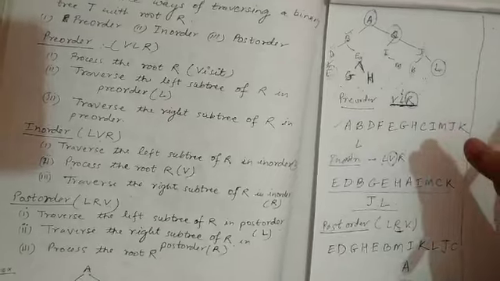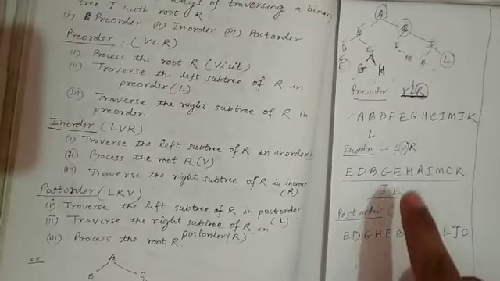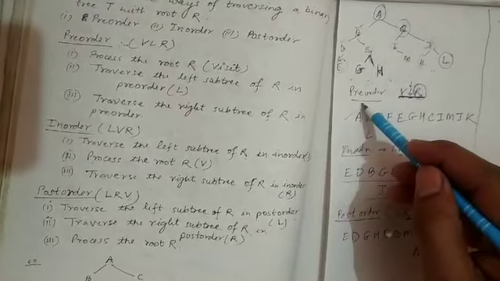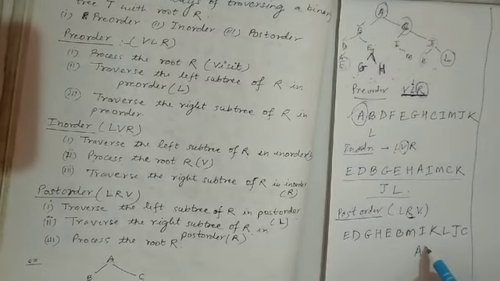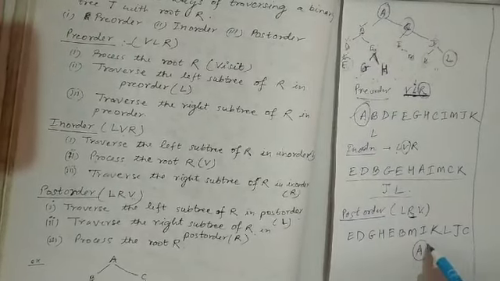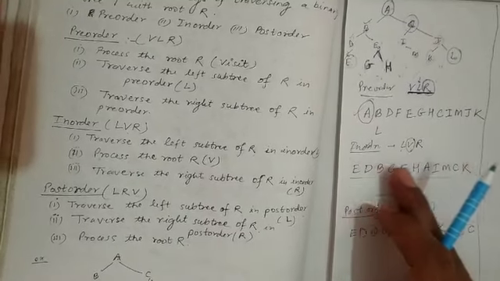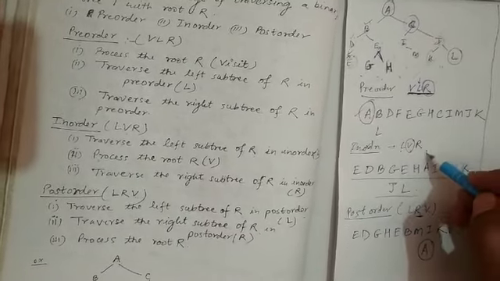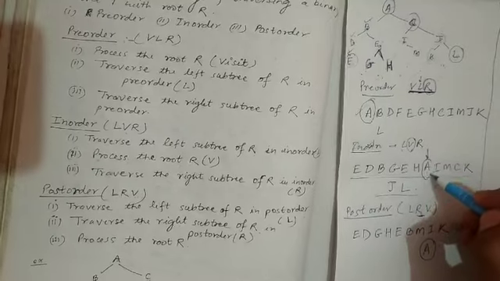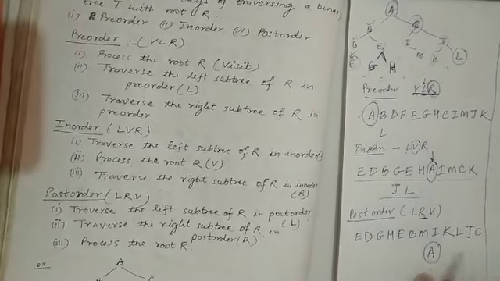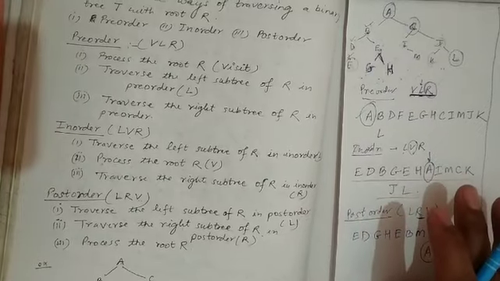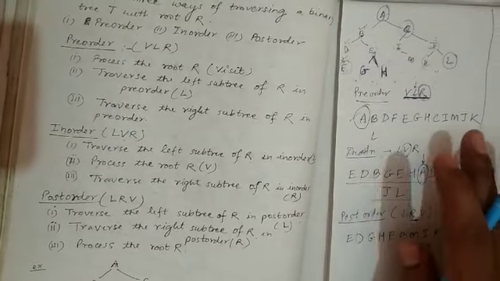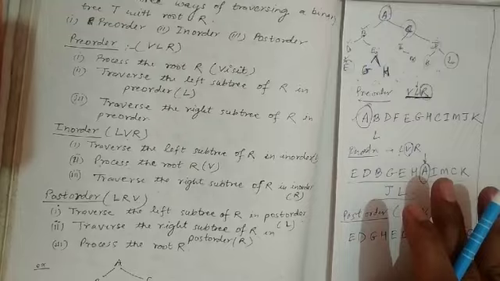So what is the beauty of these three traversals? Just see, in pre-order traversal, the root node always comes first. Similarly, in post-order traversal, the root node always comes last. And in in-order traversal, the root node comes in between the sequence. So this is how you can find out where the root node lies in pre-order, post-order, or in-order traversals.